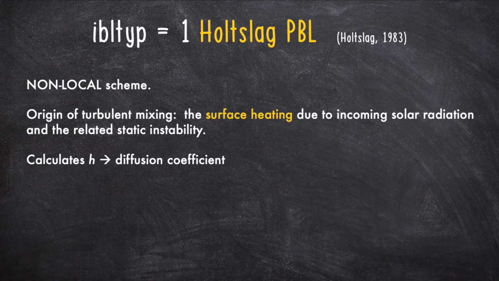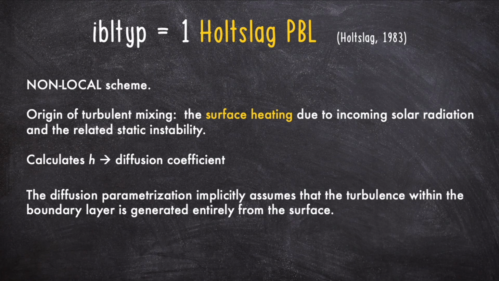In the Holtslag scheme, the origin of turbulent mixing is the surface heating due to incoming solar radiation and the related static instability. The boundary layer height is diagnostically computed from wind components, from the virtual potential temperature, and the critical bulk Richardson number. The diffusion coefficient at every height in the model is an empirical function of both surface condition and fractional height within the boundary layer.